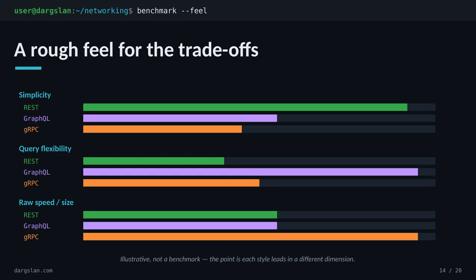Before we go deeper, let's zoom out and get a rough feel for how these three stack up. REST wins on simplicity. It's just HTTP. Anyone can poke at it with curl. GraphQL leads on query flexibility because that schema we just looked at lets clients shape exactly the response they want. And gRPC takes raw speed and payload size thanks to binary encoding over HTTP2. No winner here. Each one leads in a different dimension, which is exactly the point.